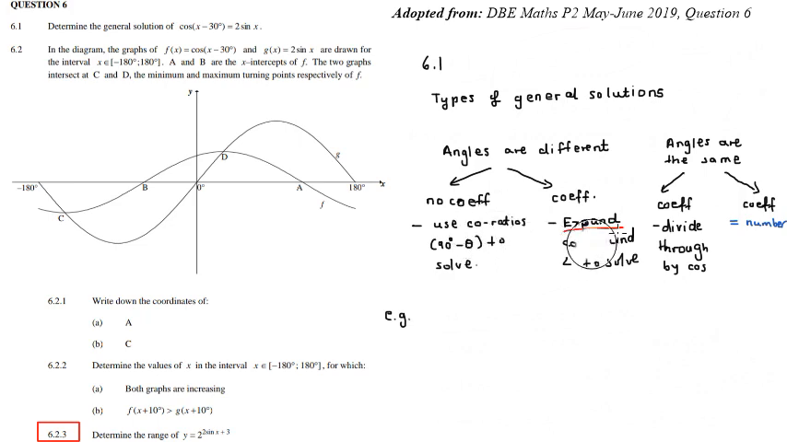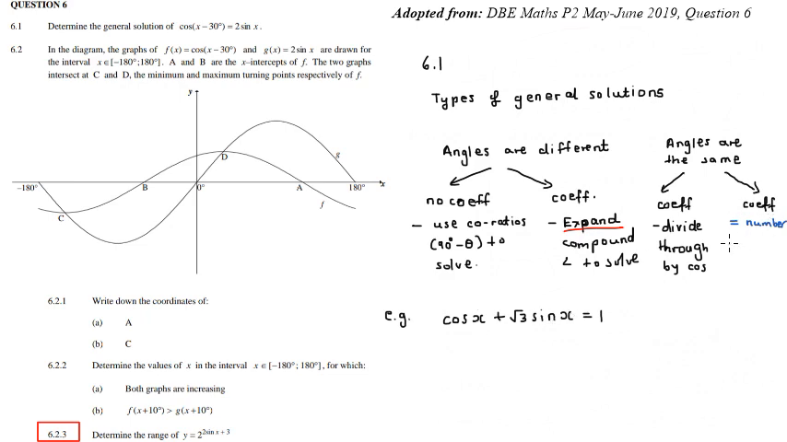So what is an example of this last case, where you have angles that are the same, you have a coefficient, and all of this equals some number? Then it is something like this: cos of x plus root 3 sine of x equals 1. So what do we do over here?